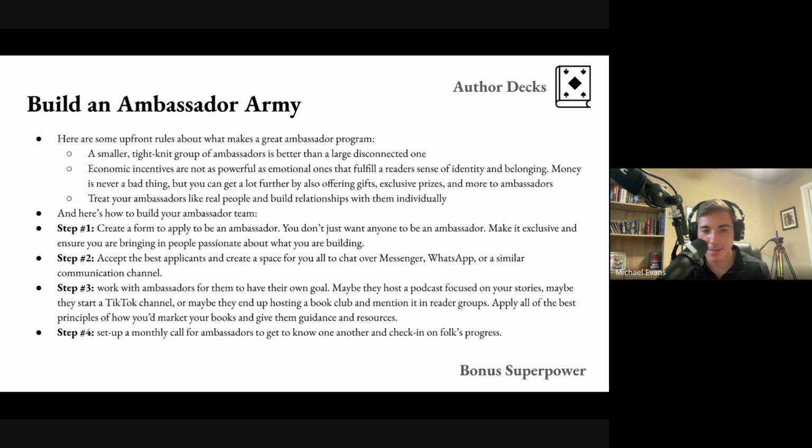Okay. Now for more practical stuff. You want to work with each ambassador to have them have their own goal, right? In fact, in your application, you should have them try and propose this type of thing. So you can have them host a podcast focusing on your stories. That's fun for a fan who loves your stories. You giving them the resources, which could just be your time, insights, like, hey, you can call me up, or it doesn't have to be a literal call. You can email me or DM me, right? And I can share with you your answer to the questions that you can do in the podcast.